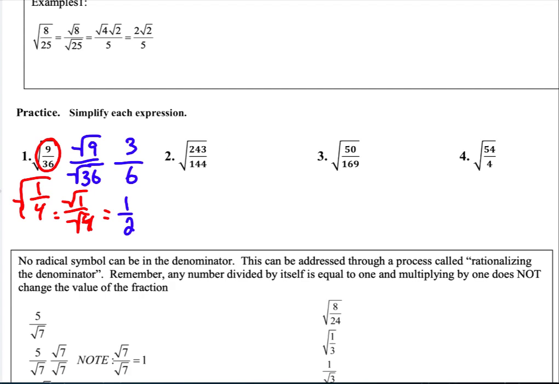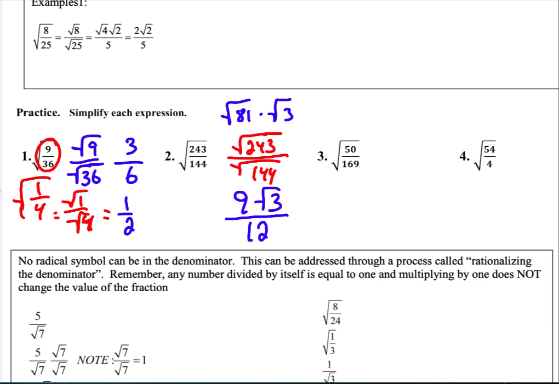So here, square root of 243 and the square root of 144. Well, the square root of 144 is 12. 243 is 81 times 3, which is 9 square roots of 3. And then we can still simplify. 9 and 12 become 3 square root of 3 over 4. So we still simplify those pieces out of our radicals, as long as we don't have a radical in our denominator. So square root of 50 is square root of 25 times the square root of 2.